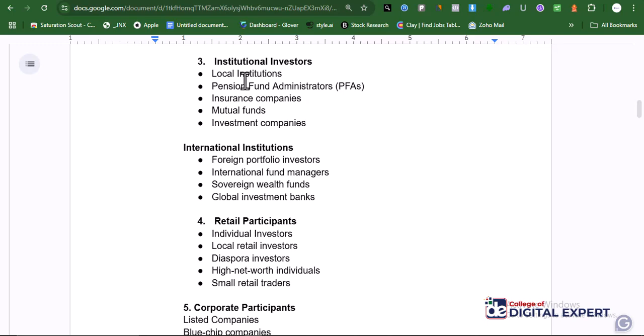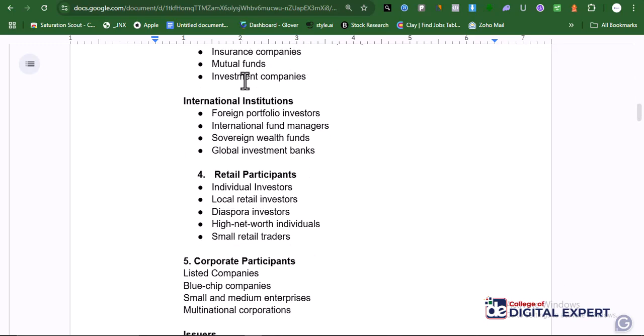Also, we have the retail participants. We're talking about you and I, who open our apps and purchase from an app, or visit a broker by ourselves and buy stocks from there, trying to participate in the stock exchange market. We are the retail participants. So we have the local retail investors. We have the diaspora investors, people trying to buy into our stock from outside the country. We have the high net worth individuals. We're talking about people like Otedola, people like Dangote buying into stock from another company. We have small retailers. We are small retail traders too.